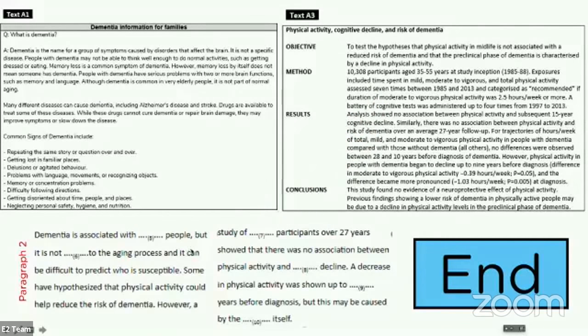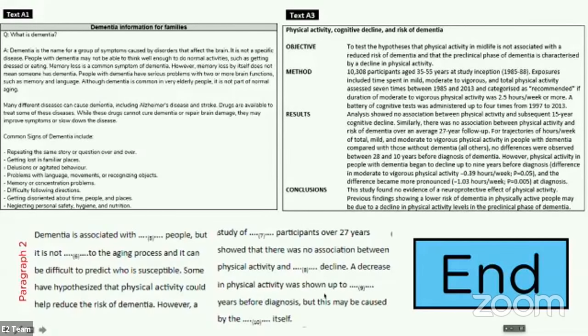Let's have a look at another one. Okay, a decrease in physical activity was shown up to something years before diagnosis. Again, it's probably going to be a number. Okay, there was no association between physical activity and something decline.